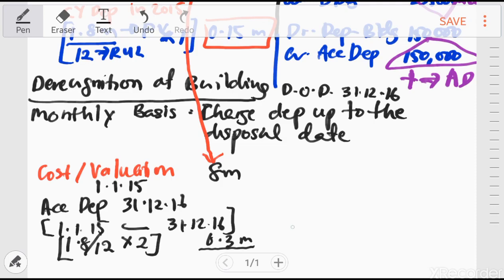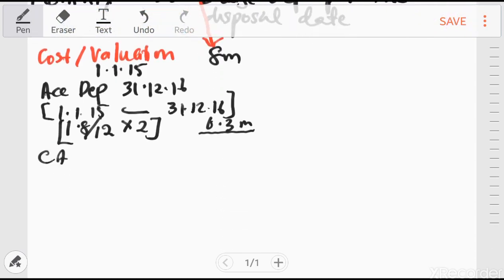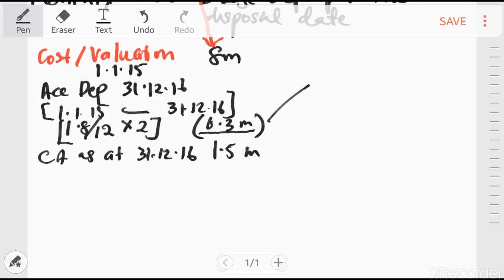0.3 million. And the carrying amount as at 31st of December 16 will be 1.5 million. Okay, I would like to highlight this part. In this 0.3 million, part of it is the accumulated depreciation. Part of it is the current year depreciation.